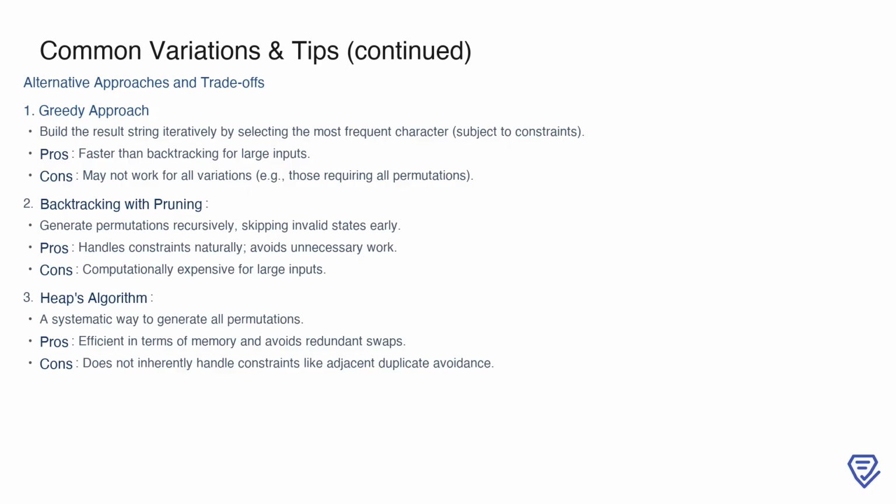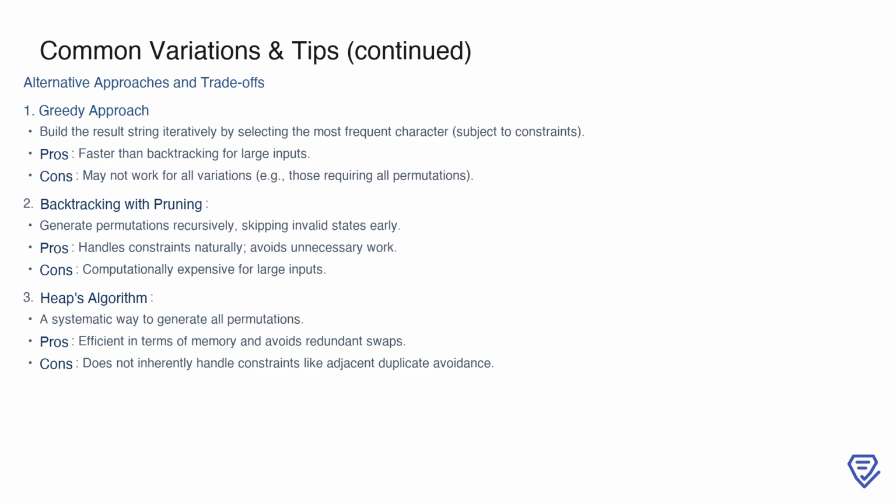This method is faster than backtracking for large inputs, but it might not work for all variations, especially those requiring all permutations. Backtracking with pruning is another powerful technique. It allows you to generate permutations recursively while skipping invalid states early. This method is highly flexible and naturally handles constraints, but it can be computationally expensive for large inputs.